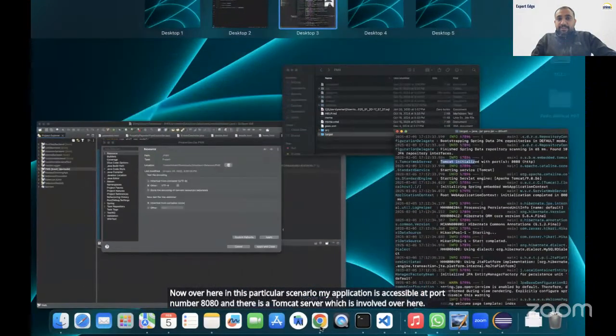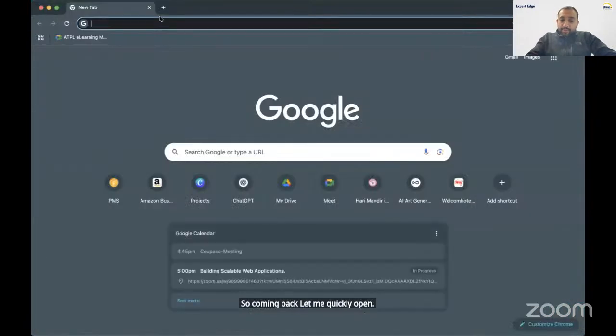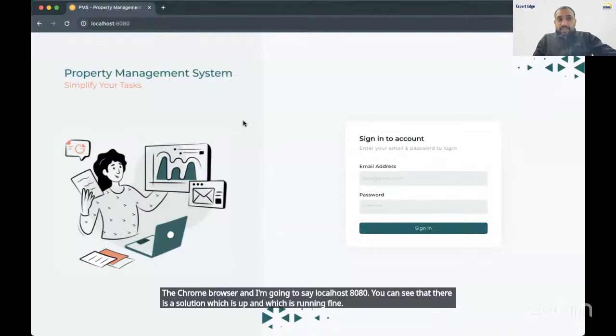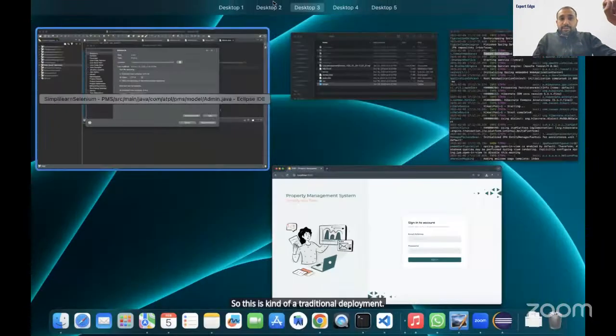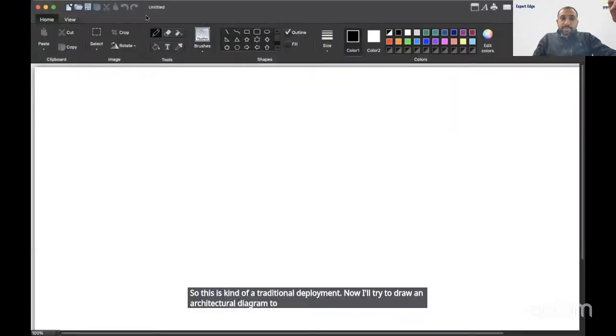So coming back, let me quickly open the Chrome browser, and I'm going to say localhost 8080. You can see that there is a solution which is up and which is running fine. So this is kind of a traditional deployment. Now I'll try to draw an architectural diagram to help you understand what is meant by traditional deployment.